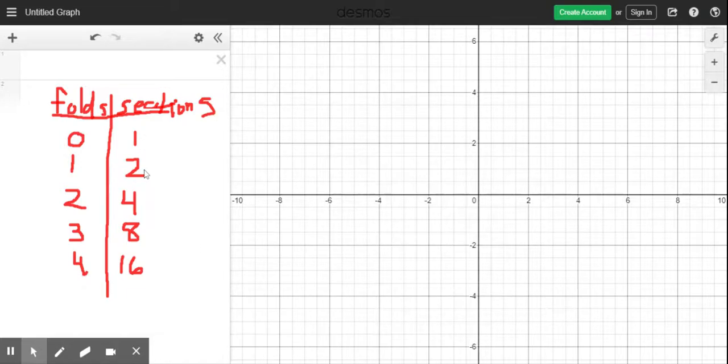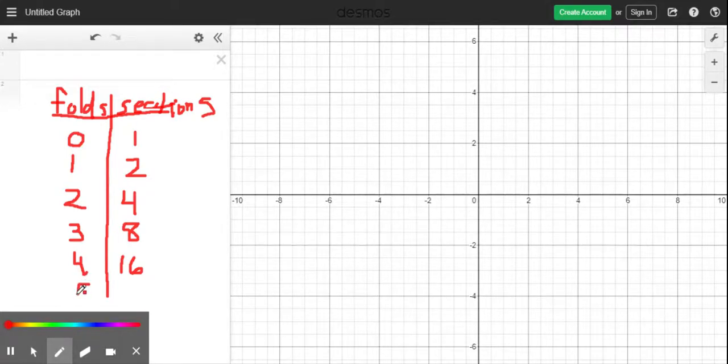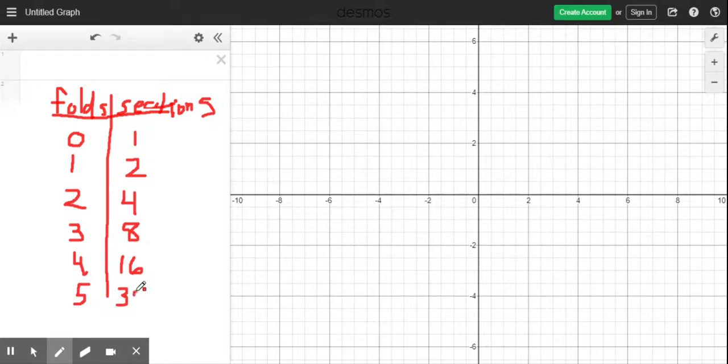1 times 2 is 2, 2 times 2 is 4, 4 times 2 is 8, 8 times 2 is 16. So if we were able to make 5 folds, we would expect the next one to be 32. 6 folds would be 64, and so on. So now let's go ahead and graph this information and see how this is growing.